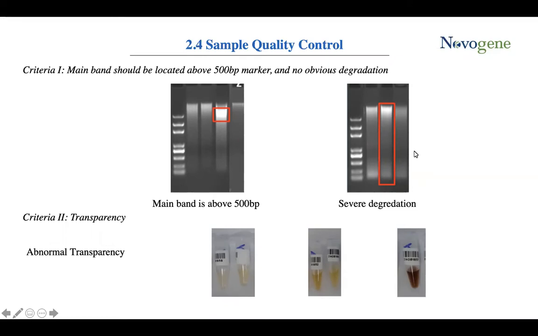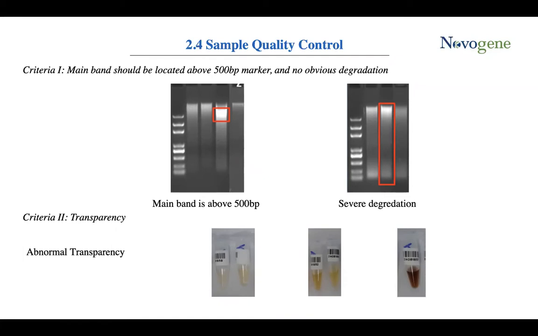So it will be labeled as a hold or fail sample, indicating that there may be possibility the following library preparation is not successful. And criteria number 2 is about transparency. We should observe no obvious color and the sample should be totally transparent. For example, we could see yellow and red in samples in the pictures number 2 and 3, which are samples of abnormal transparency.